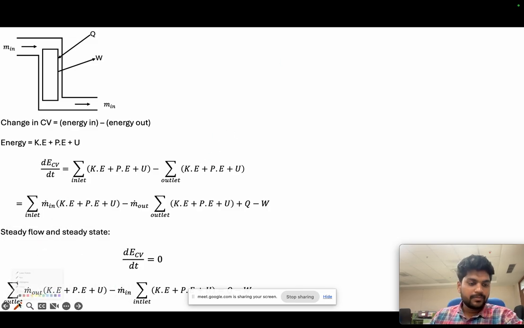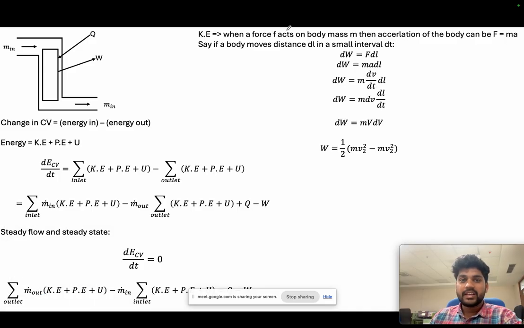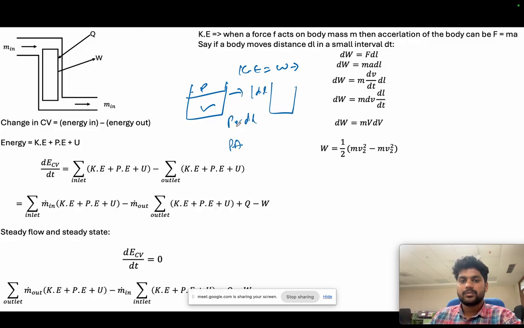So if we come from kinetic energy, we have already studied force in terms of work. Suppose you apply pressure and it moves a length dl. Then we have P times A times dl, which gives rise to PdV. So this is regarding the work done.